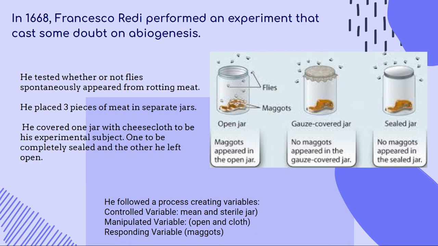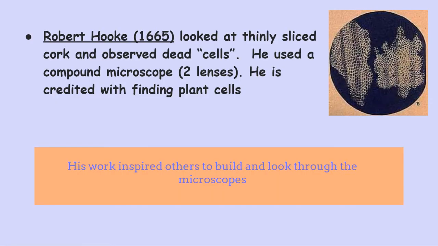His manipulated variable, though, was whether or not the jar was open, slightly open, or sealed off completely. And then what he was looking for, or his responding variable, was the maggots. And what he discovered is when he sealed the jar, surprise, surprise, flies couldn't lay their eggs and then they couldn't make maggots. So he realized that abiogenesis actually might not be something. But unfortunately, it took a really, really long time for that idea of cell theory to take place.